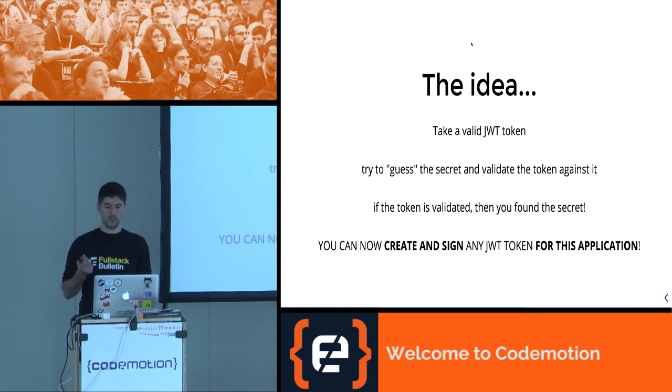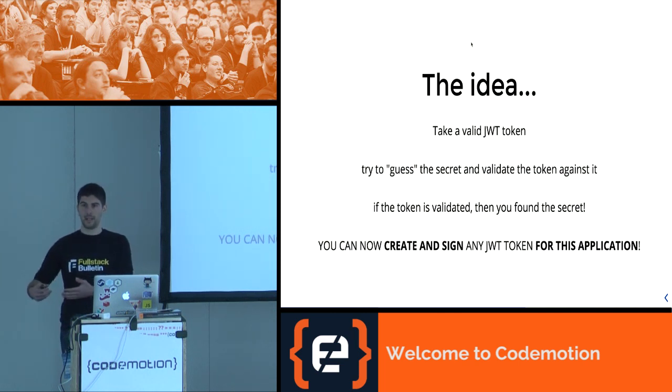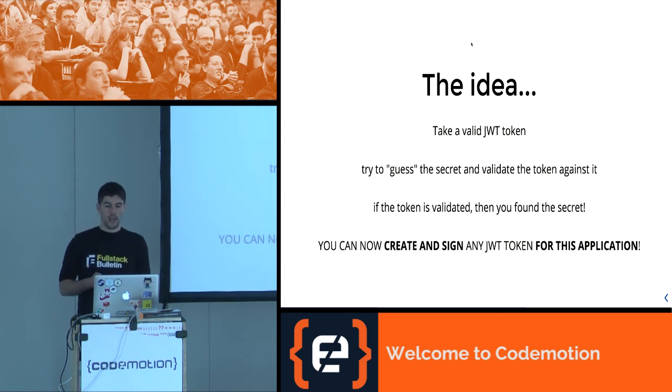We take a valid JWT, we try to guess the secret, and if we can validate the signature with the secret that we are guessing in this very instance, then it means that that secret is the right one. So the idea is that when you have the secret, you can create and sign any token for that specific application. So you can actually make the system believe that you can do things that you are not allowed to do.